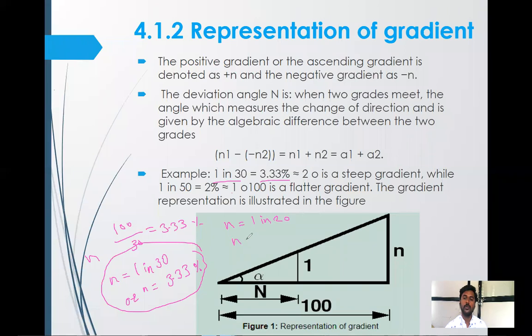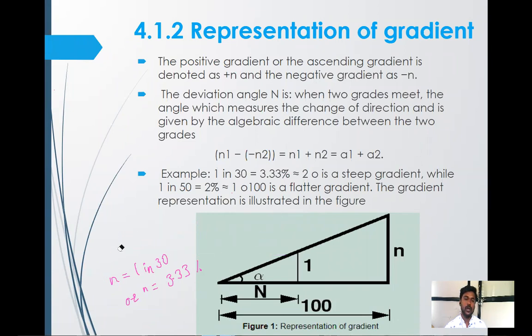Suppose I have given n is equal to 1 in 20. How will it become in percentage? 1 in 20 means how much percent? Can anyone tell? It is 5%. I can write n as 1 in 20, or I can write n as 5%. Like this way, I will represent the slope value, the gradient value.